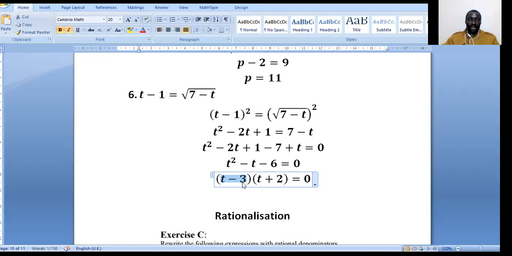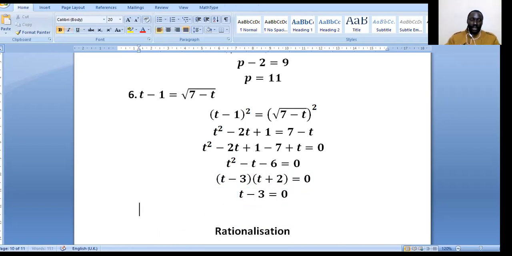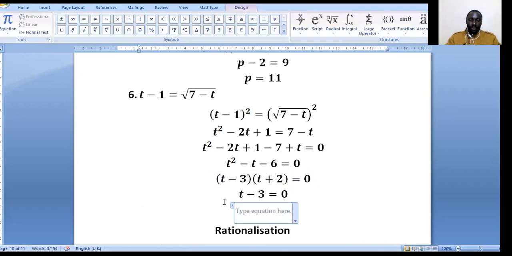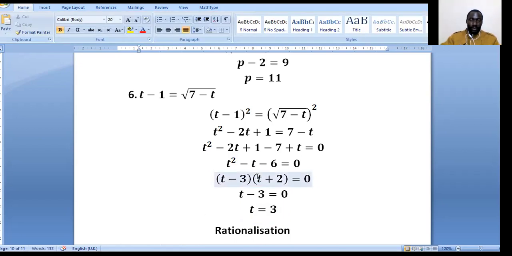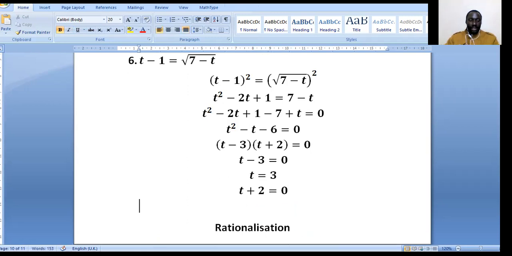This quantity here, we equate it to 0. So that we can conclude that t equals to what? To 3. Alternatively, we could also take the what? This second one. This is the second option now. We'll have to take this other one, t plus 2. We also equate it to 0. That one will give us a value of t. But t in this case will be negative 2. Okay, so t in this case equals to negative 2.